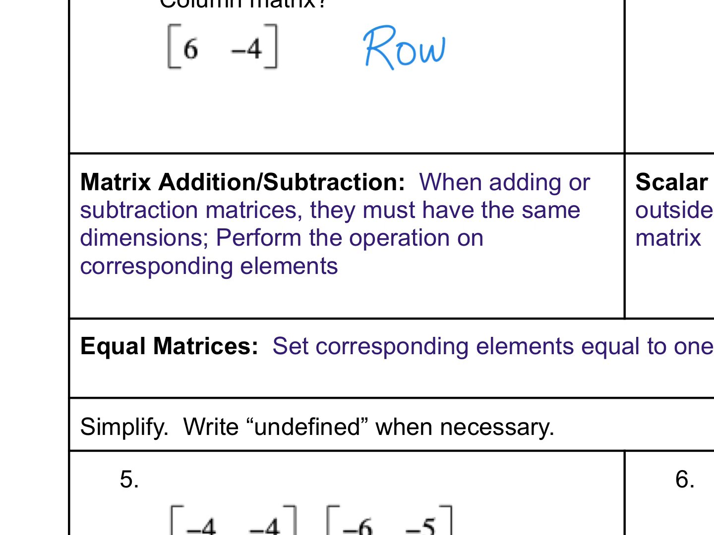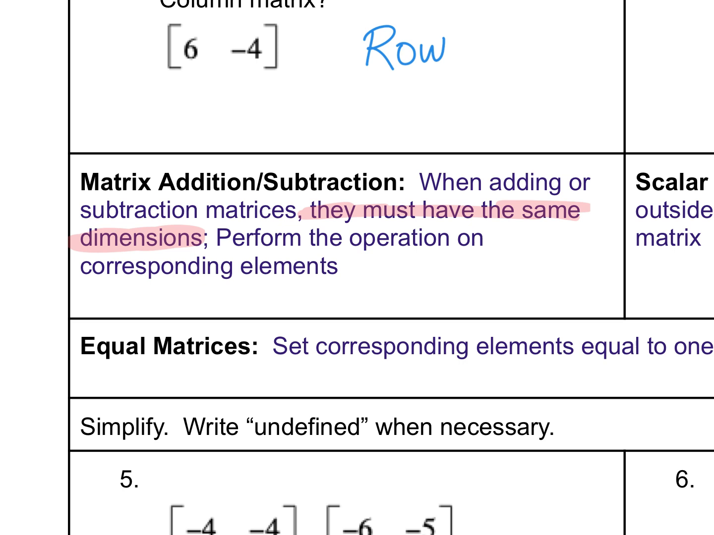First one is matrix addition and subtraction, okay? There's one part here that I want you to underline, highlight, star, whatever you got to do. When we add or subtract, they must have the same dimensions. They have to have the same dimensions, okay? If they don't, you can't do it. It would be what we call undefined, okay? It just cannot do the operation is what that means. Gotta have the same dimensions, okay?